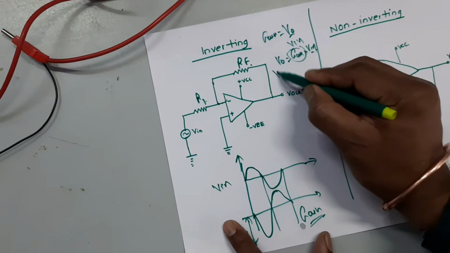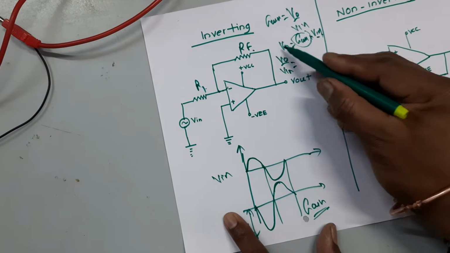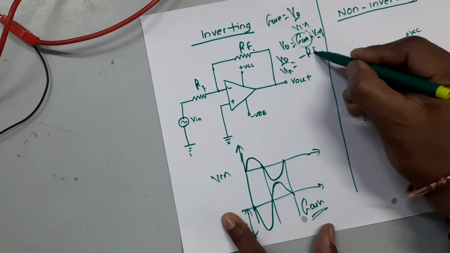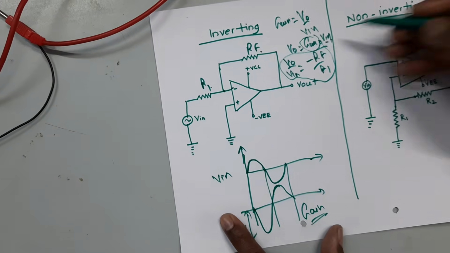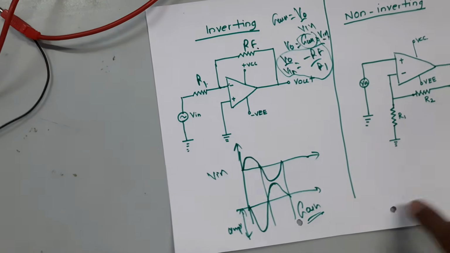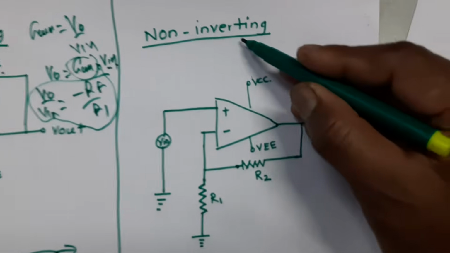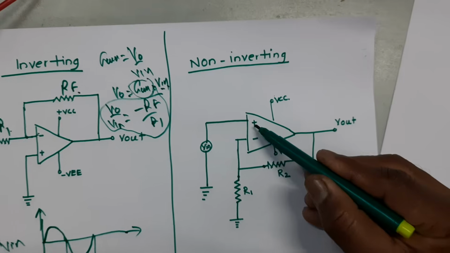In terms of the feedback resistor RF, the formula for the inverting amplifier is V output upon V in equals minus RF upon R1. This is the formula for an inverting amplifier. Is it clear? Now we come to the non-inverting terminal. Why do we call it a non-inverting terminal? Here we are giving a voltage to this plus terminal.